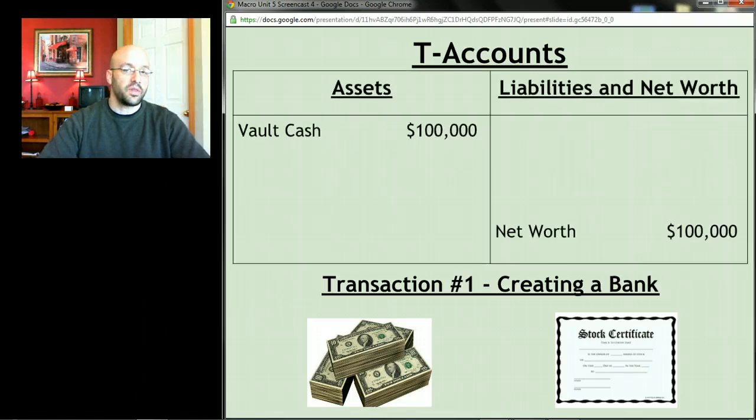On the left-hand side, what the bank now has is $100,000. That's now the bank's money. On the right-hand side, the bank now owes $100,000 worth of bank to the investors. The investors have a piece of paper that says they own this bank, and what the bank has currently is $100,000. We call that net worth, sometimes called capital stock.